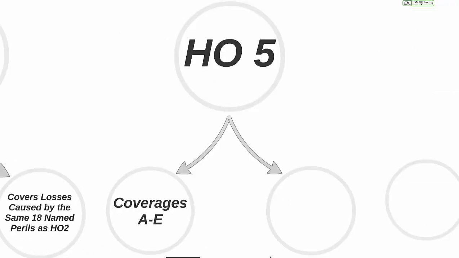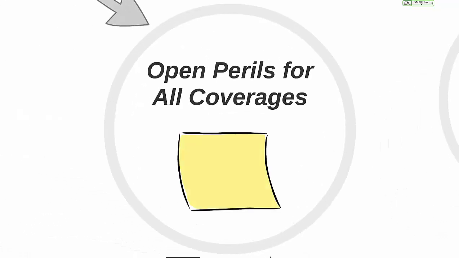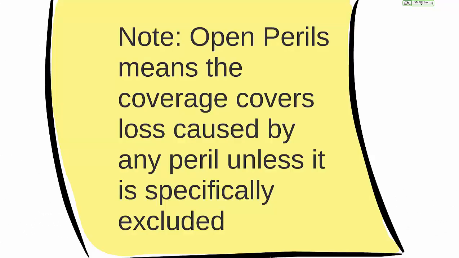Then HO5, which provides the same coverages as 1, 2, and 3, A through E, and is open perils for all coverages. Again, note that open perils means the coverage covers loss caused by any peril unless it is specifically excluded. It's important to note that when you have an open perils policy, even if it's just on coverages A, B, and D, you need to pay particular attention to the exclusions in the policy.